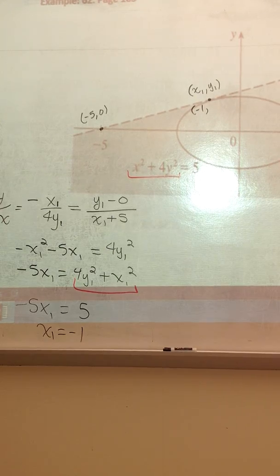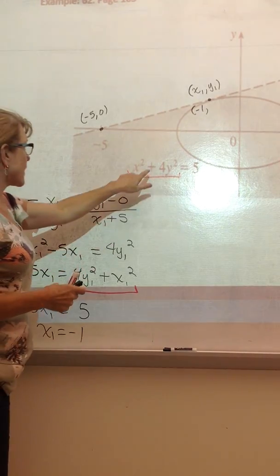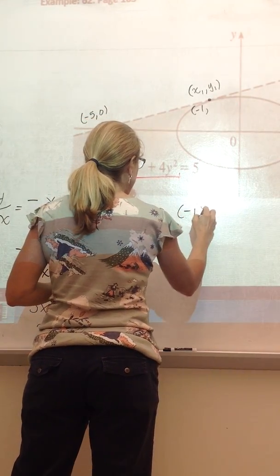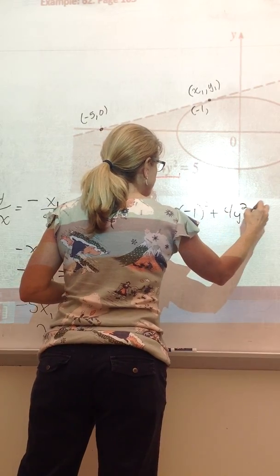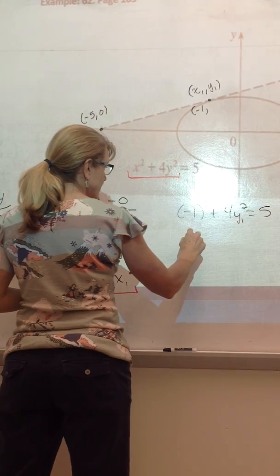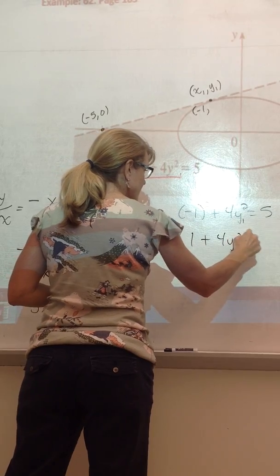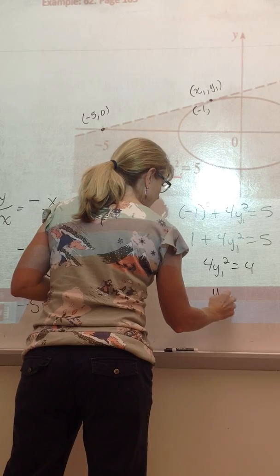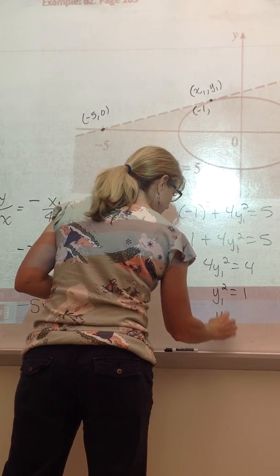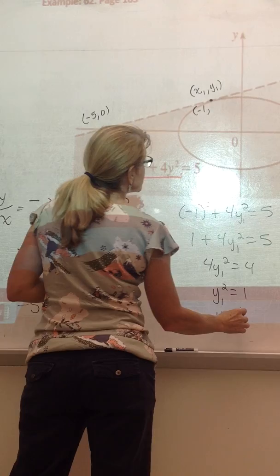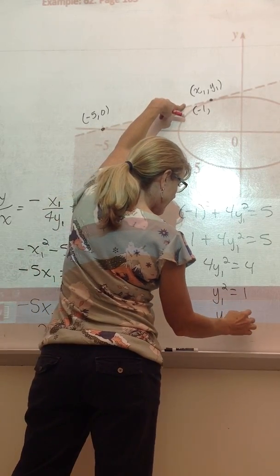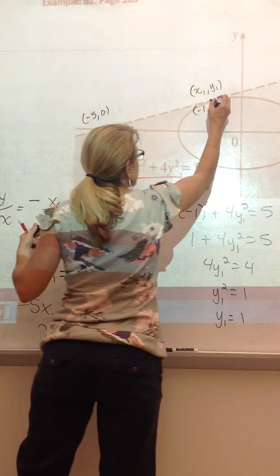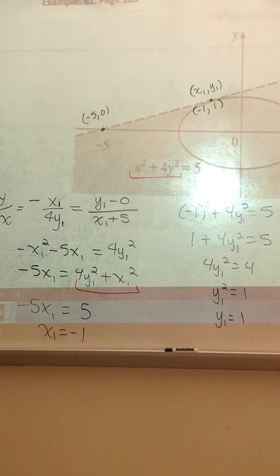And from that, we should be able to figure out the y coordinate, because we've got a couple of different equations. I'll just use the actual equation of the ellipse. Okay, so 1 plus 4y1 squared equals 5. So 4y1 squared equals 4. So y1 squared equals 1. So y equals plus or minus 1, but the point we're looking at is positive, so y equals 1. So that point is minus 1, 1.